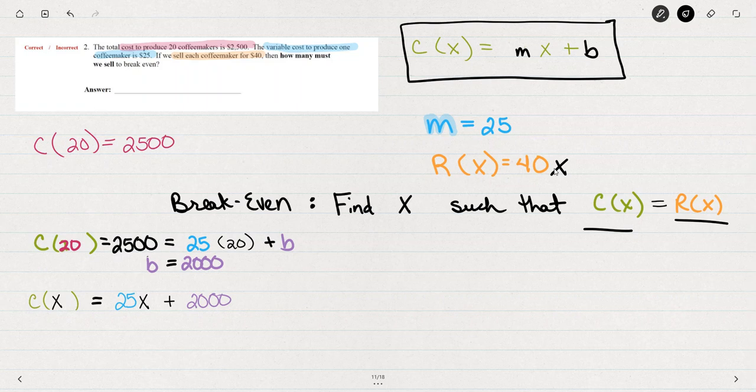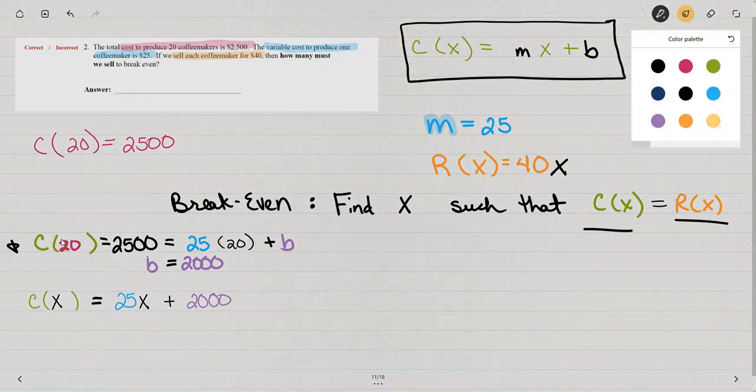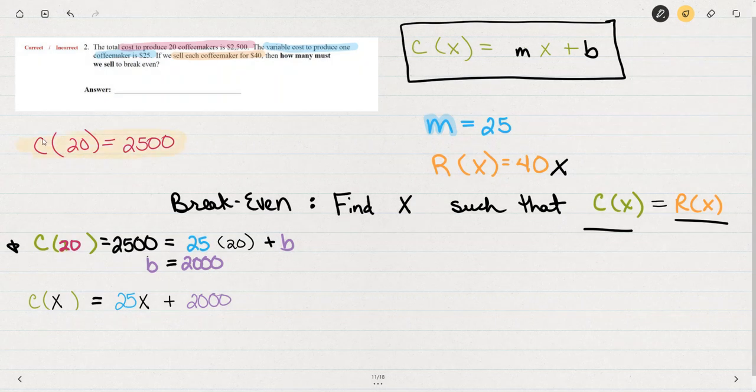Let's start by finding a cost function. So if I know that the cost of 20 is equal to 2,500, let me highlight that for you. If I know that the cost of 20 items is 2,500, and if I know that m is 25, then 2,500 equals 25 times 20 plus b. Let me walk through how I did that. I'm not sure how clear it is.